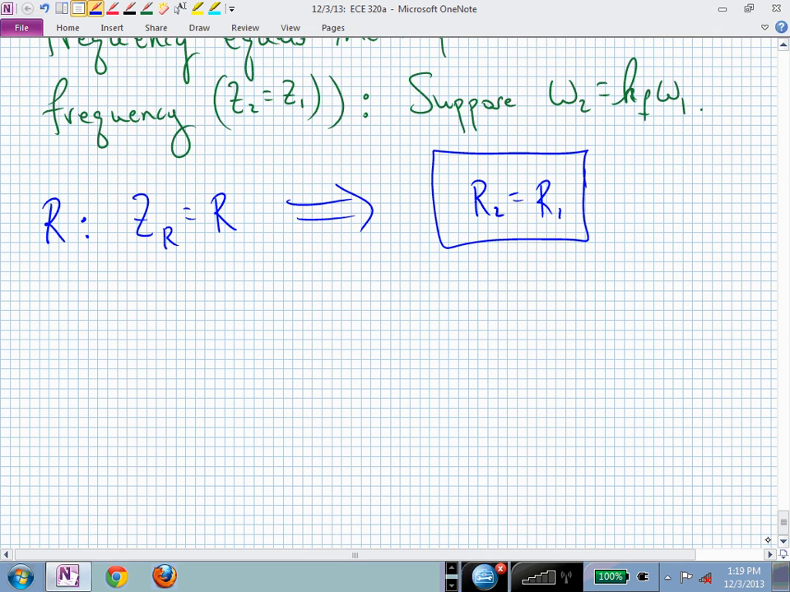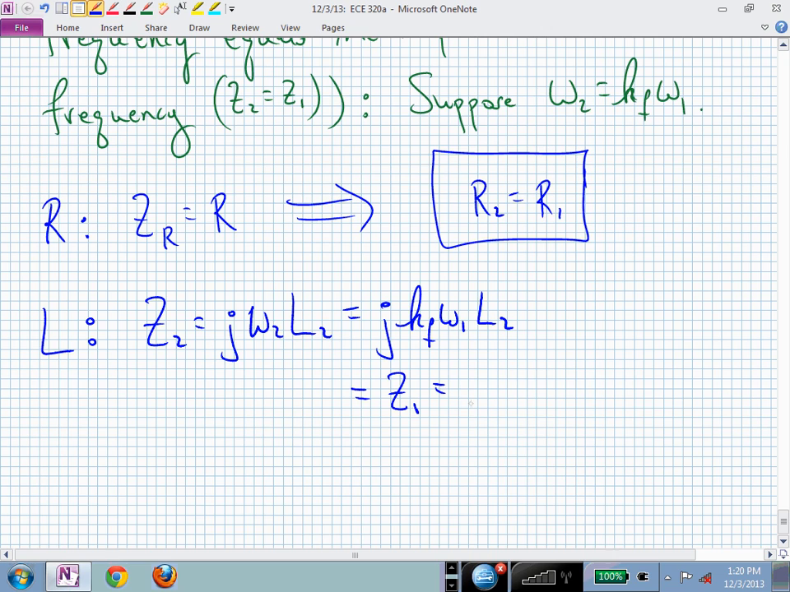What about the inductor? For the inductor, I now have Z sub 2 is equal to j omega sub 2 L sub 2. That's just the definition of Z sub 2. But now I can replace omega sub 2 with this relationship, the scaling factor times omega sub 1, to have j k sub f omega 1 L2. But I want that to equal Z sub 1, and Z sub 1 is just j omega 1 L1.